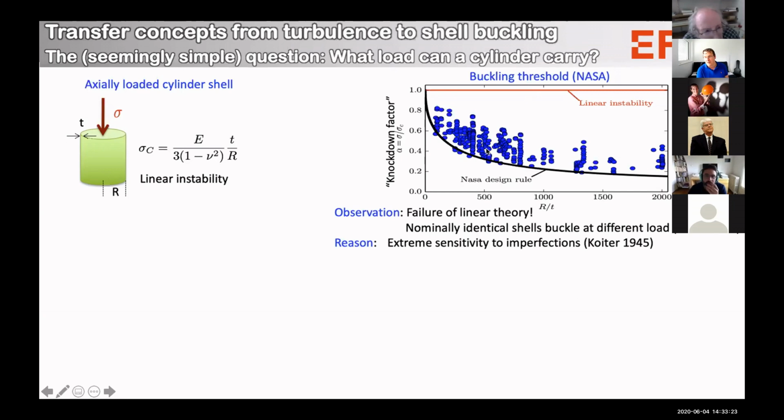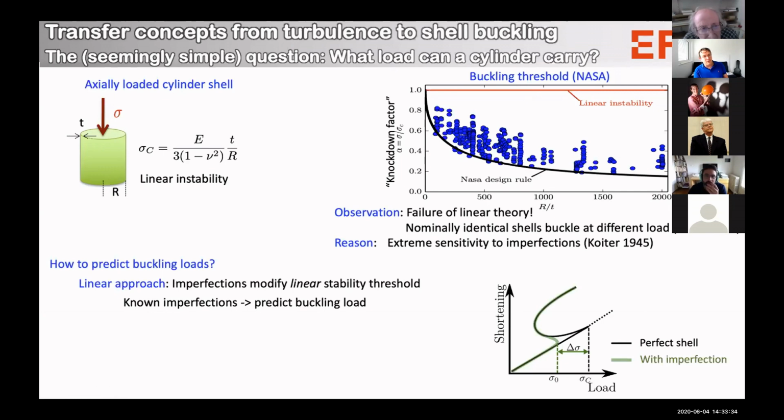Well, we have known for a long time what the reason is, and that's the extreme sensitivity of the problem to imperfections. So with these imperfections in mind, how could you predict the buckling load of an individual shell? The linear approach is the following: think of an imperfection modifying the linear stability threshold. Look at this schematic bifurcation diagram, and let's only look at the black parts right now. This is the end-to-end shortening as a function of controlled load. The more I load it, the shorter the cylinder gets, and at some point the base state loses its linear stability. In a backward bifurcation, this is where we induce buckling.